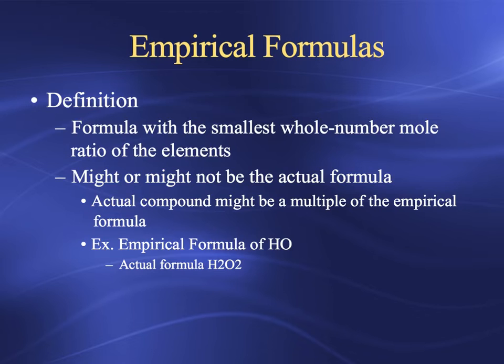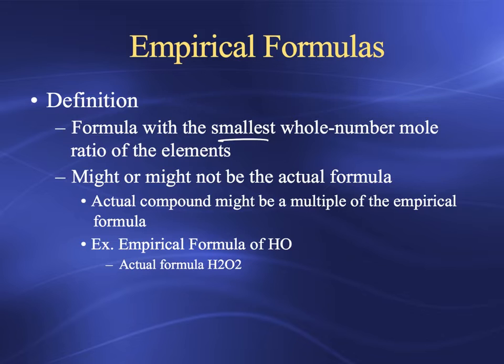Okay. So, an empirical formula problem. What is an empirical formula, first of all? Well, it's the formula of a compound with the smallest whole number mole ratio of the elements. Okay, so it's the smallest whole number ratio, smallest ratio. It might or might not be the actual formula of the compound. I'll give you an example here in a second of what that means. The actual compound might be some kind of multiple of the empirical formula.